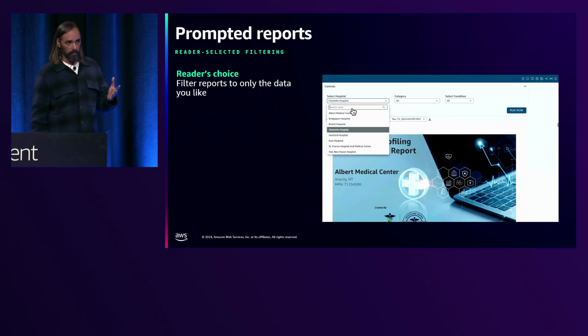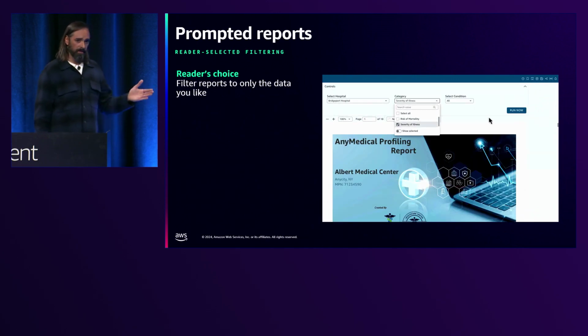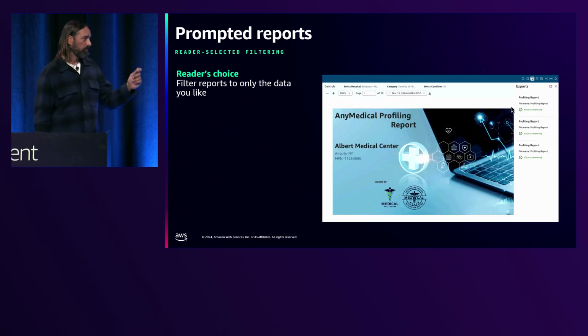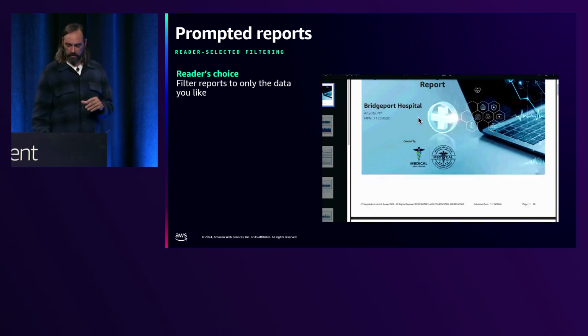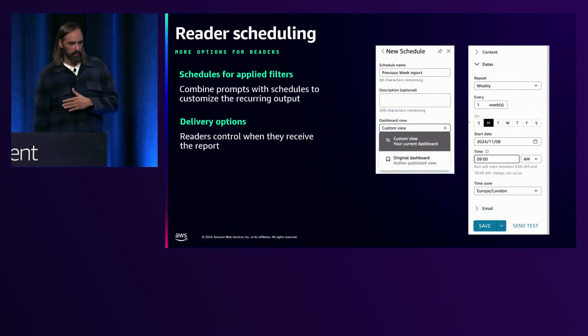We also launched prompted reporting. This is the ability, as a consumer, as a reader, to update my filters and generate a PDF. Sounds simple, but this combined with the next feature, which is reader scheduling, becomes powerful because now we've opened up the doors for readers to create their own schedules. In the past, authors were able to create schedules, and readers were able to subscribe to those schedules. But we've recently opened up the doors for the readers themselves to create their own personal private schedules that only they see. And this schedule can be built with the original dashboard filters or with their own custom view, which is the selection of filters that they might choose to apply before creating the schedule.